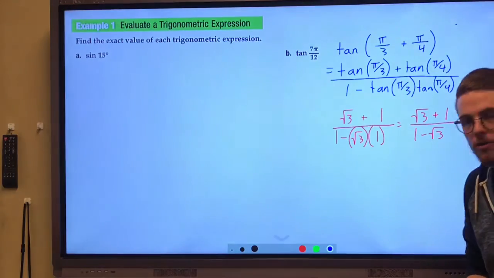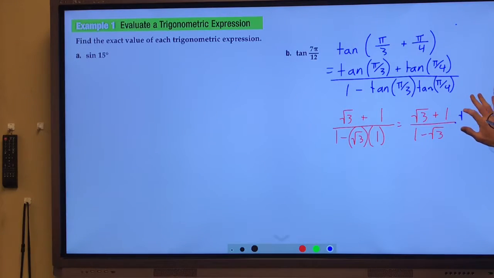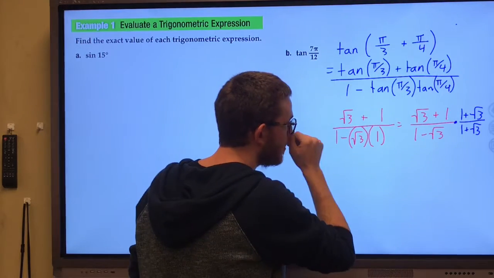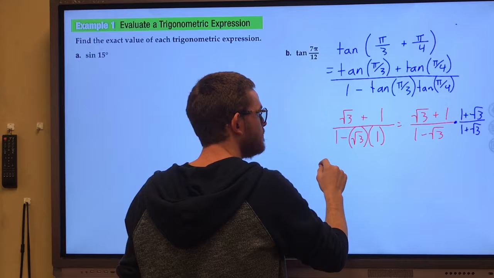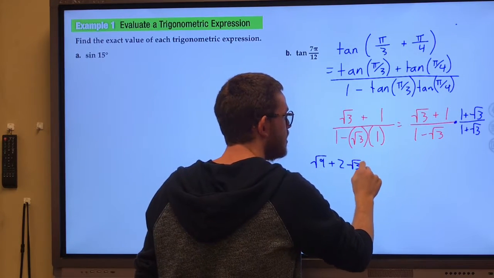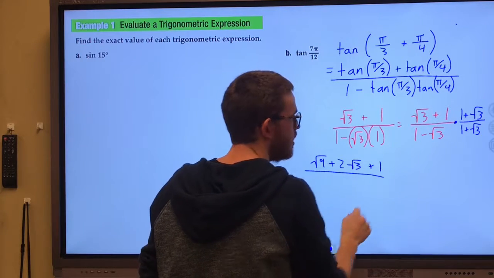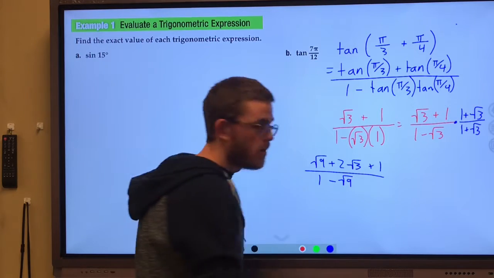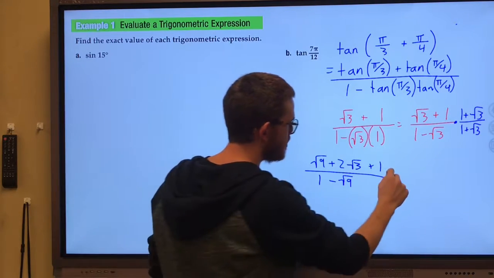We can't leave that radical in the denominator, so I'm going to multiply the top and the bottom by the conjugate of the denominator. The conjugate of 1 minus root 3 would be 1 plus root 3. We do that to the top and the bottom. On the top, we get root 9 plus 2 root 3 plus 1. In the denominator, we have 1 minus root 9.